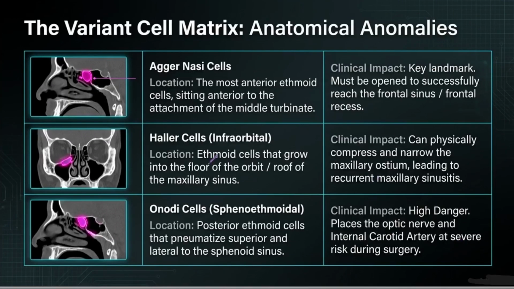Right. So normally the honeycomb of the ethmoid sinuses ends cleanly before you reach the deep sphenoid sinus. But in some individuals, those posterior ethmoid cells grow backward. They expand completely over and around the sphenoid. And the presence of an Onodi cell dramatically alters the surgical landscape. It changes everything because of the sphenoid sinus's terrifyingly important neighbors.